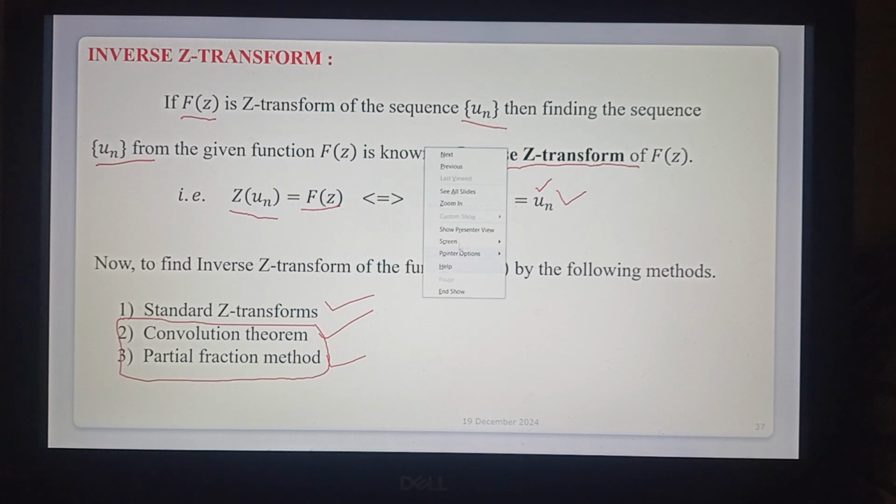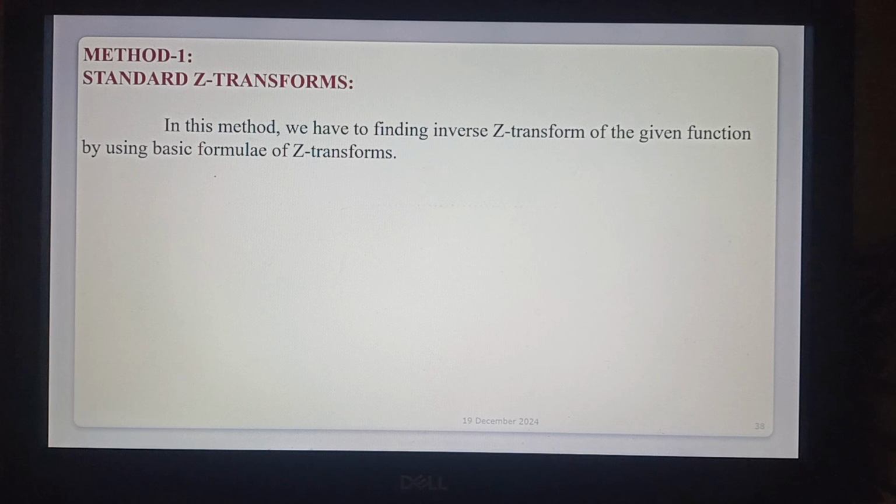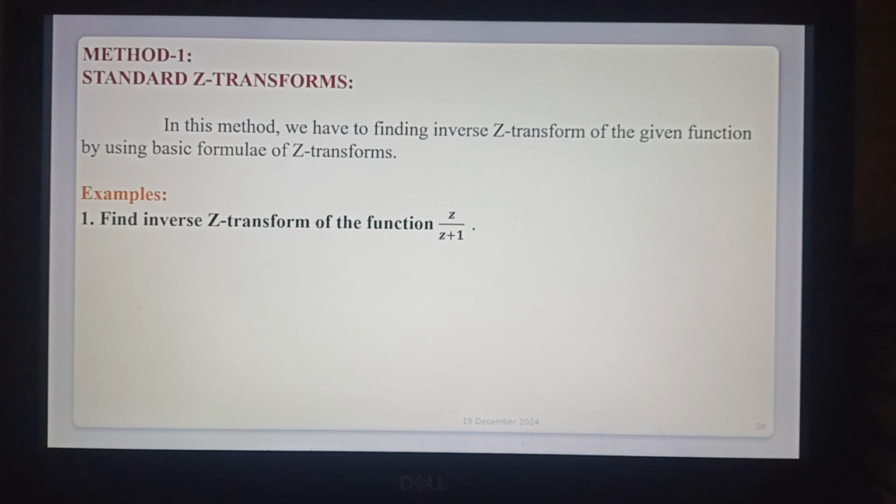First of all, we'll discuss the first method, standard Z transform. In this method you have to find the inverse Z transform of the given function by using the basic formulas of Z transform. Whatever we already found, take the directly reverse. Okay, the first example.